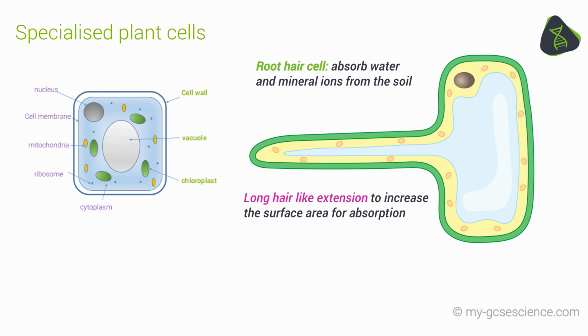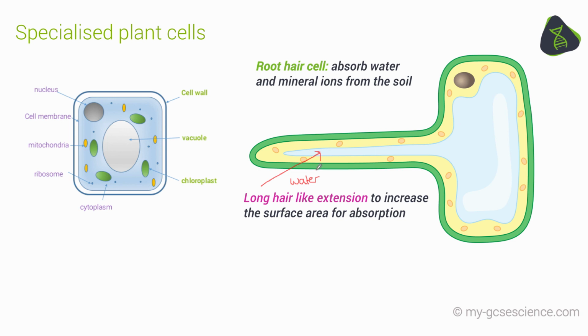Where absorption is involved, a good way of speeding up the rate of absorption is to have a large surface area, and these cells can accommodate that by having this long hair-like extension where they get their name from. Water actually moves very, very easily into these root hair cells by osmosis.